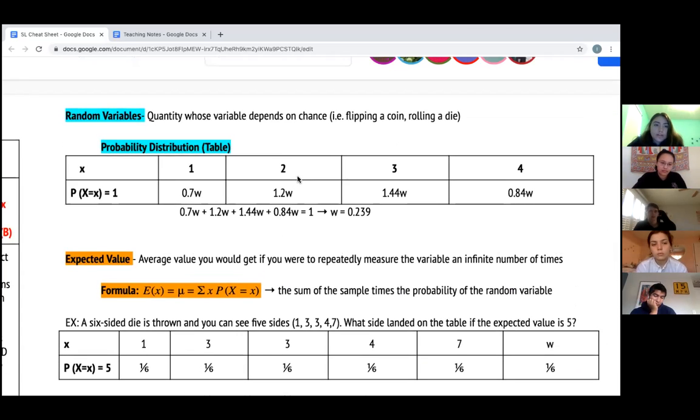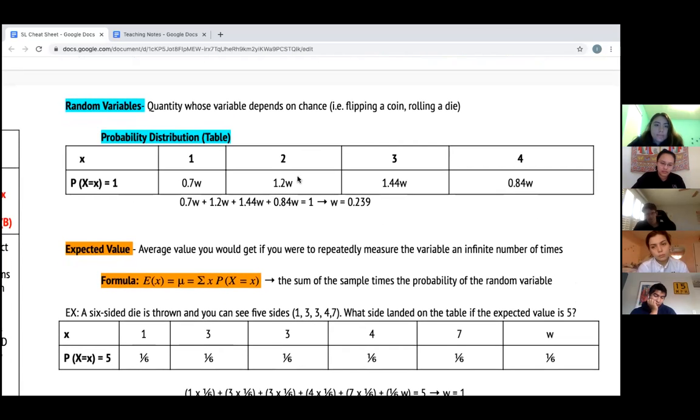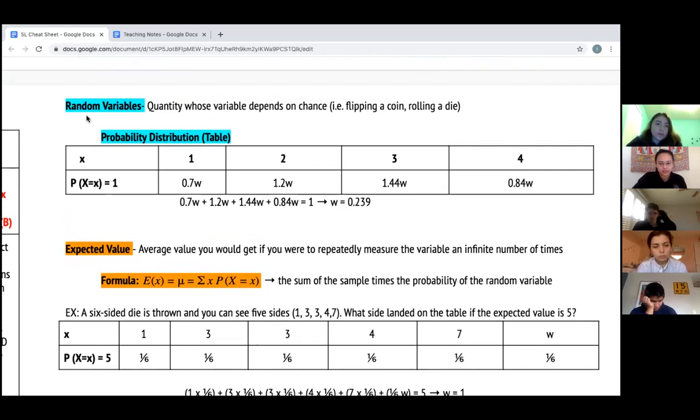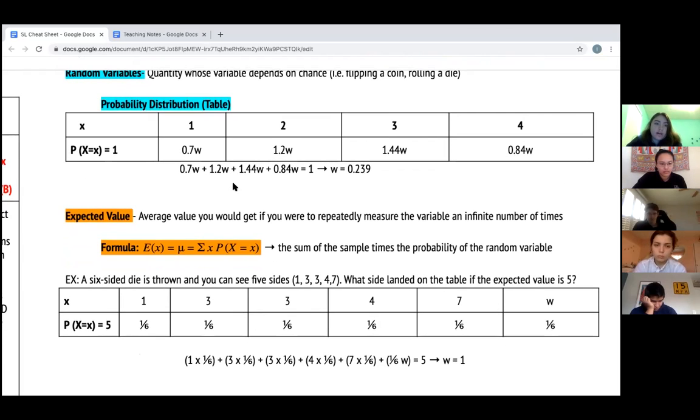Okay. So next we have random variables, which is a quantity whose value depends on chance. So that would be going along with a lot of Sonia's examples, like flipping a coin or rolling a die, something where it's not a weighted die, it just depends on luck or fate, whatever you want to call it. That's just a quick definition to keep in mind.